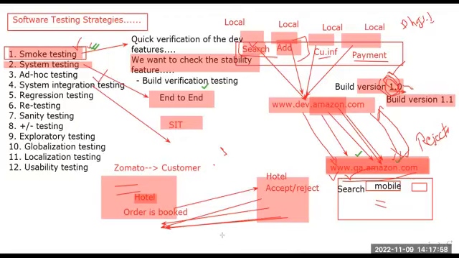So in that case, whatever testing you perform is a kind of system integration testing. That is one application for the consumer, and that is for the service provider. This hotel is nothing but the service provider.